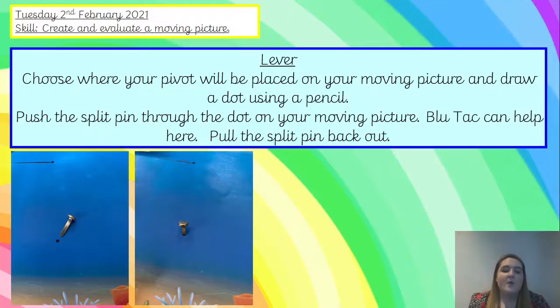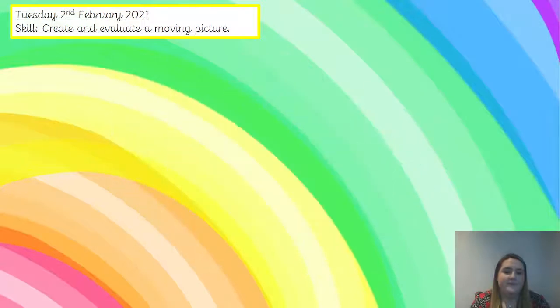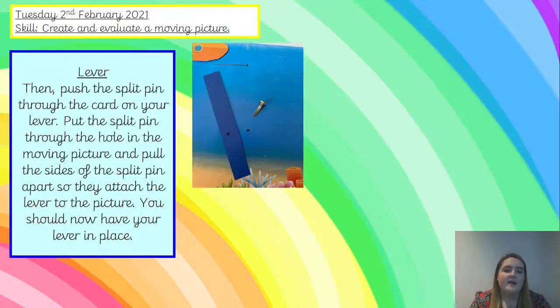And then you're going to pull the split pin back out, so we don't want to keep the split pin in, we want to take it back out. And that is because you're then going to push the split pin through the card on your lever, and that's why we need to use card or paper, because we are not going to be able to push a split pin through a wooden stick. So I've drawn my dot on my piece of card to show exactly where I want to push my split pin through, and that might be a good idea to help you know where to put it, okay?